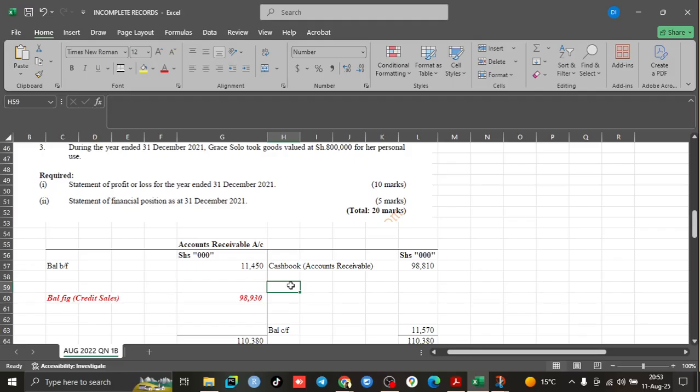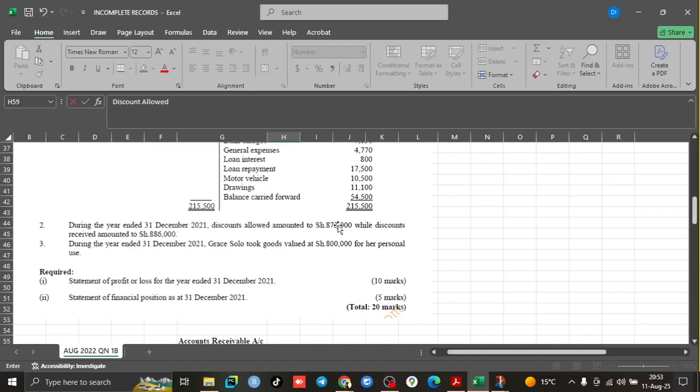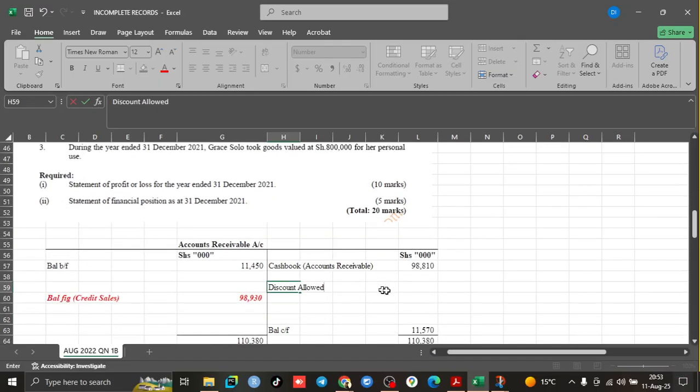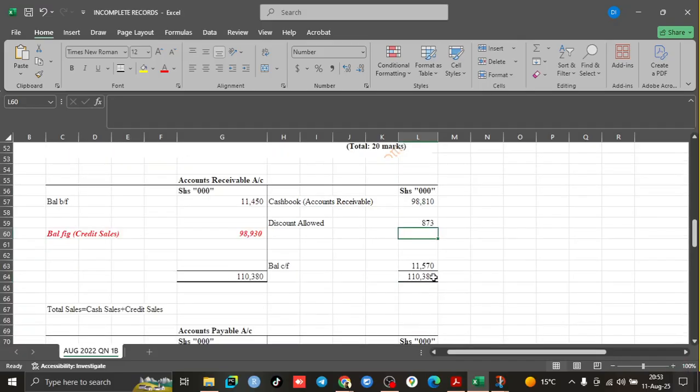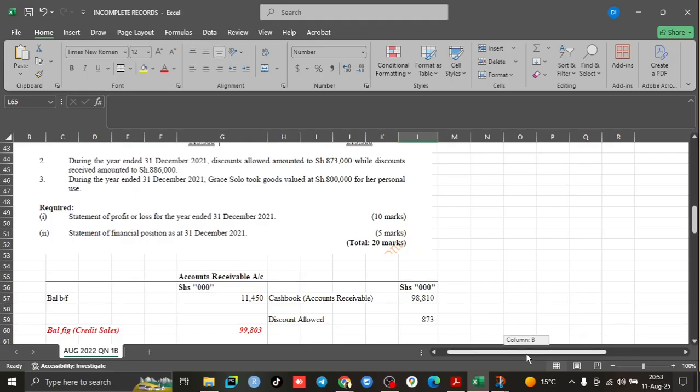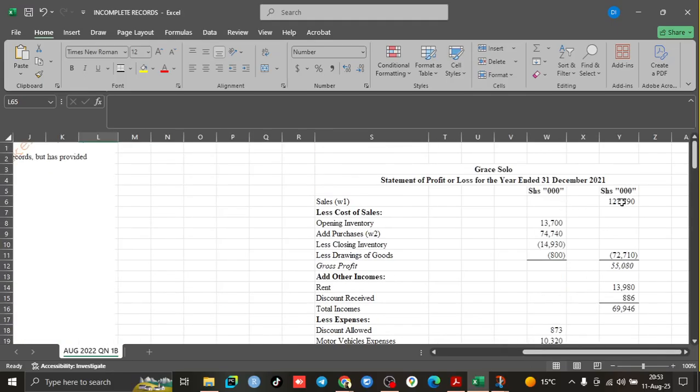So if you have a discount allowed, it must be included here. We must include discount allowed on this side as well, 873. So include discount allowed, now our total will change to 90,111 to 53. Then the balancing figure in terms of credit sales is 99,803. So total sales should be 99,803 plus 28,860.